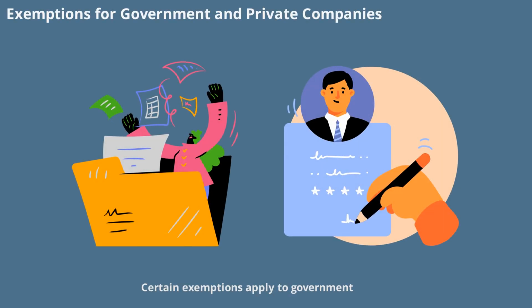Certain exemptions apply to government and private companies regarding appointment procedures. For government companies, some provisions of Section 196 do not apply if they have not defaulted in filing financial statements or annual returns. Similarly, private companies are exempt from specific requirements if they are compliant with filing obligations.